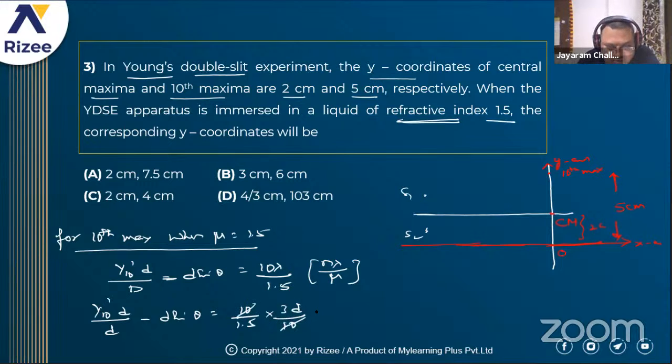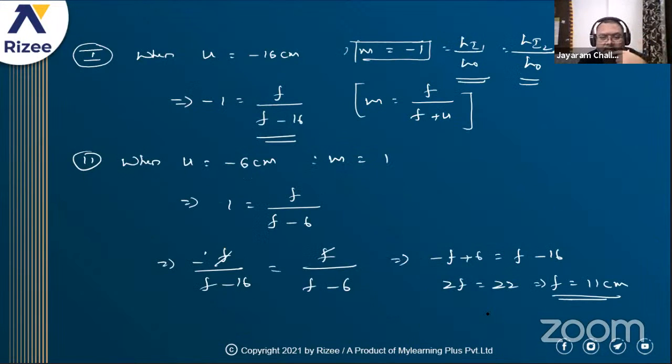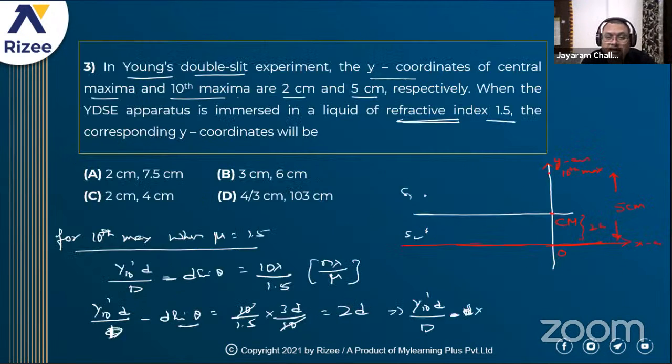So these two will be removed. This will be 3 by 2, 3 cancels, and this will be equal to 2d, 2 small d. And with this is capital D. And we know that the sine theta value is also there. So y of 10 dash into small d by capital D is equal to minus small d into the value of sine theta, which is 2 by capital D. We have already got this one. So that is minus 2 by capital D is equal to 2 into small d.